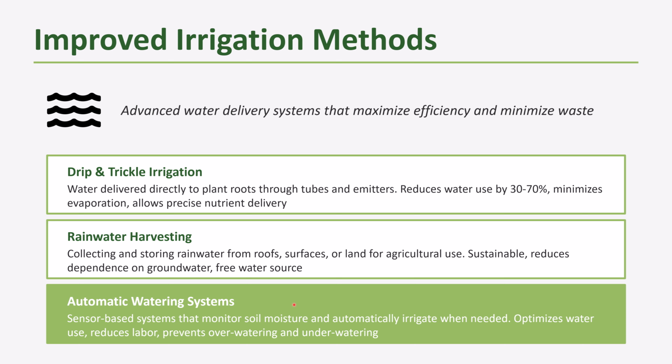This is the smart side of irrigation. These are sensor-based systems that monitor actual soil moisture levels in real time. They automatically irrigate only when needed, which optimizes water use, reduces manual labor, and most importantly, prevents both overwatering and underwatering. By utilizing these advanced technologies, farmers can significantly lower their environmental footprint while ensuring their crops remain productive even in drier climates.